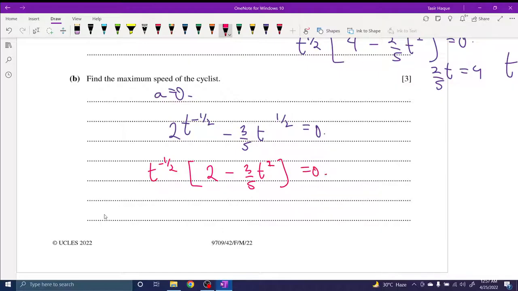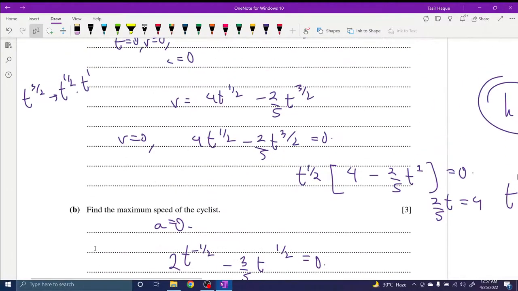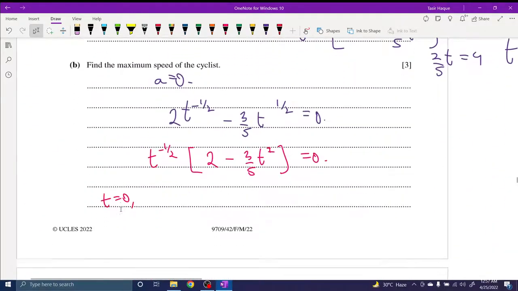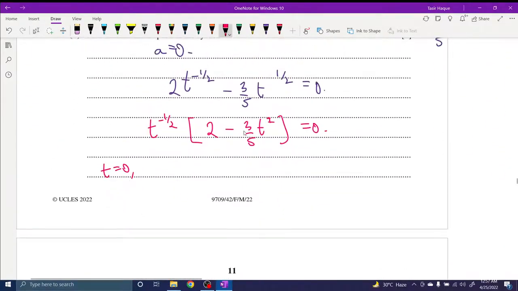So one of them is going to be t is equal to 0. That's probably not it, because at time 0 we know that we had 0 velocity, right? The other one is 3 by 5 t is equal to 2, or t is equal to 2 into 5, 10 by 3 seconds. This is the time at which we have maximum velocity.